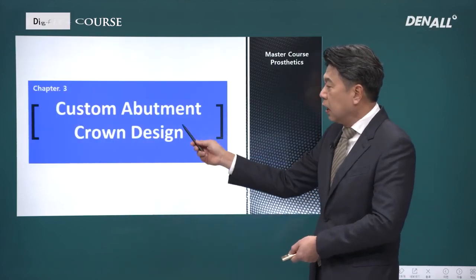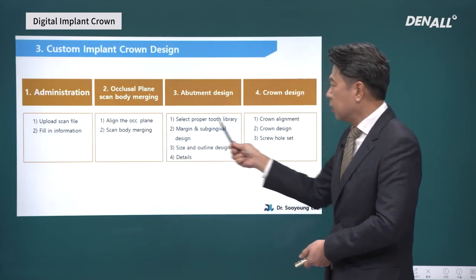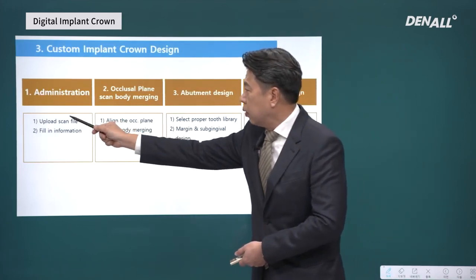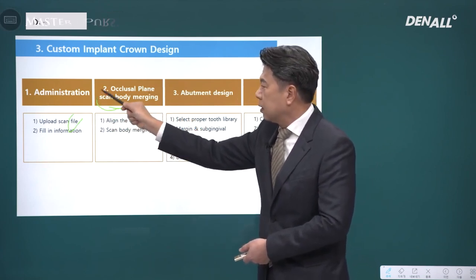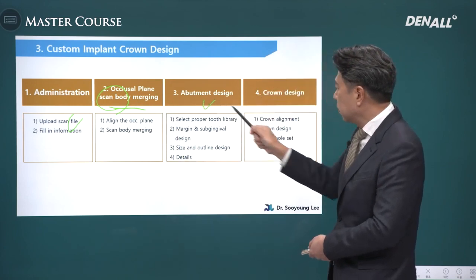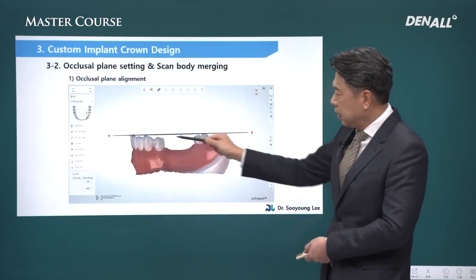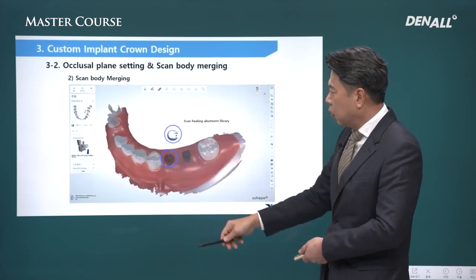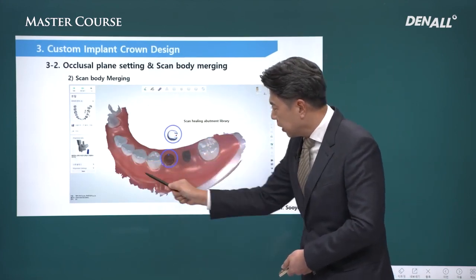We talk about custom abutment crown design. There are 4 steps like this. First, patient information should be registered, and the occlusal plane should be aligned, and scan body merging done. Then abutment design, followed by crown design. Briefly, the occlusal plane is set. This is the merge process. This is the scanned data.